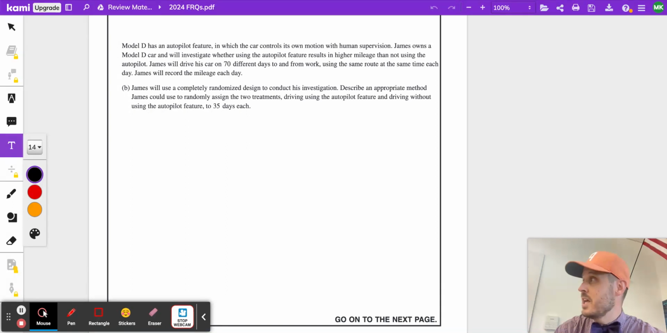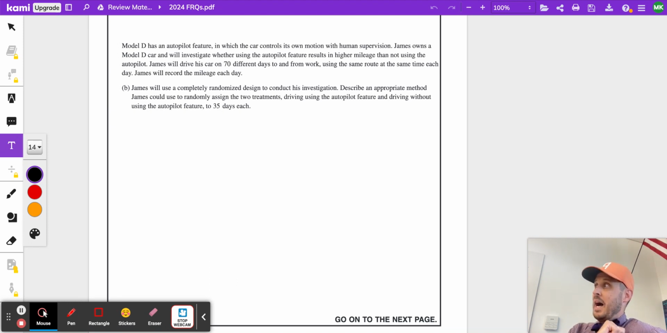Okay. You want to be careful. You don't want to say flip a coin, because once one hits 35, then the last however many days would all be the other treatment. And that's not random. Okay. You are systematically favoring the last handful of trials to all be the same treatment, and then you're not random.